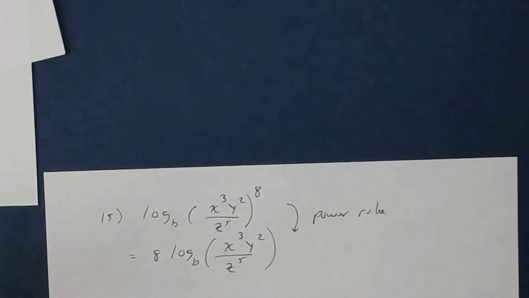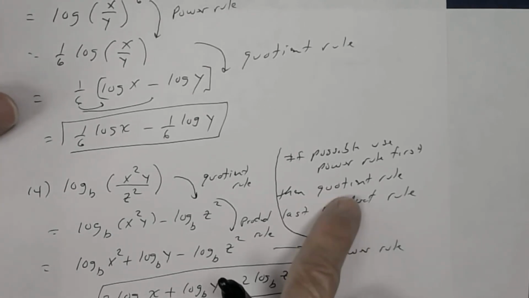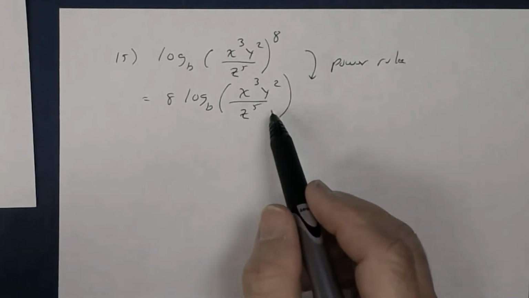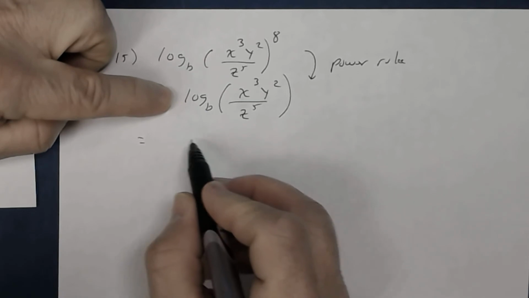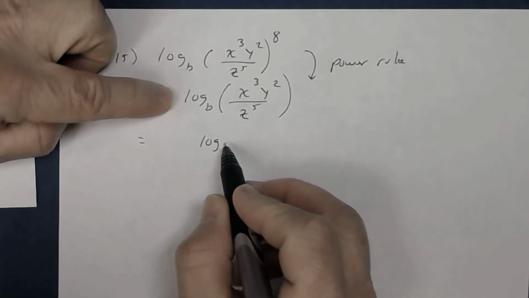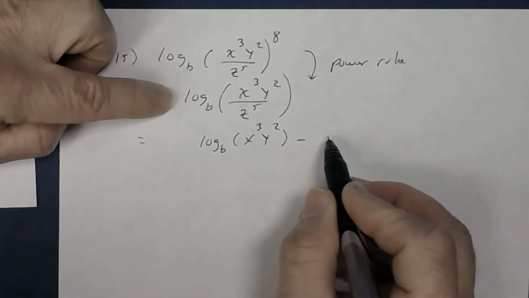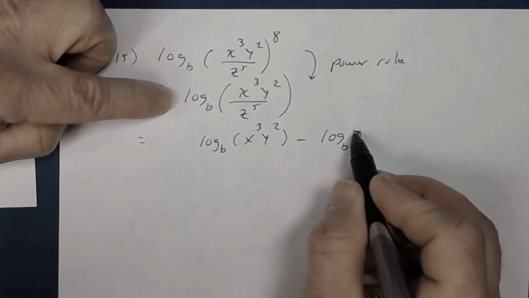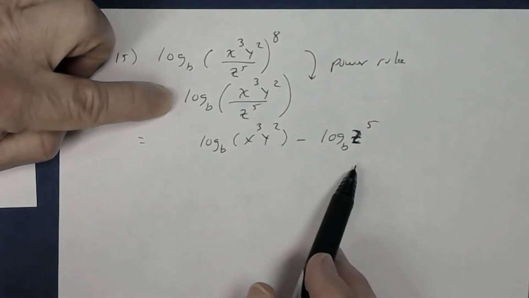Now remember, the next thing we have to do is quotient. Whenever you have a quotient or product together, you've got to use the quotient first. So this is going to become, I'm going to cover up the 8 for right now, log base b of x cubed y squared minus log base b of z to the 5th. Okay, you all agree that that's this, right?